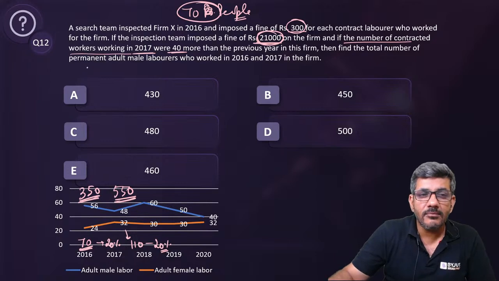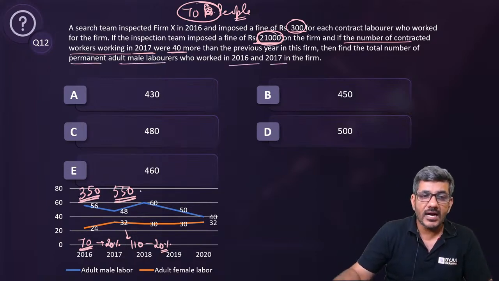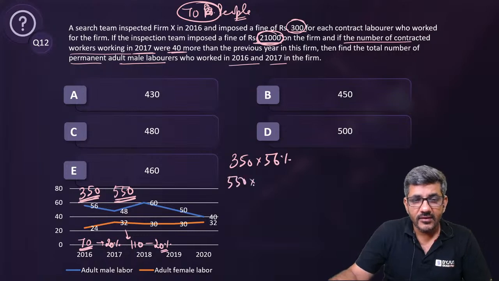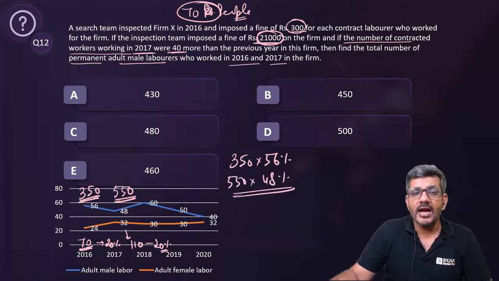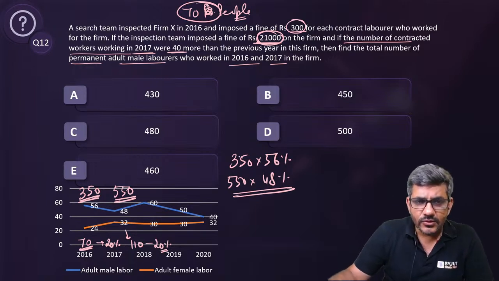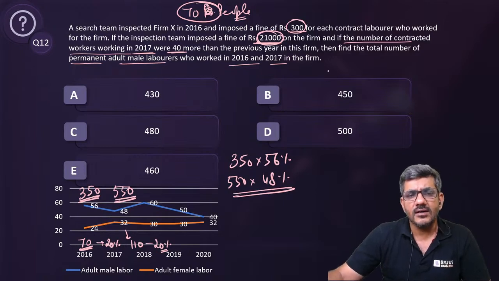Then find the total number of permanent adult male laborers who worked in 16 and 17. Here it will be 56% of 350 and next it will be 48% of 550. I'll add them, I'll get my answer. Let's see what answer I get. So 350 plus 550 will become 900.